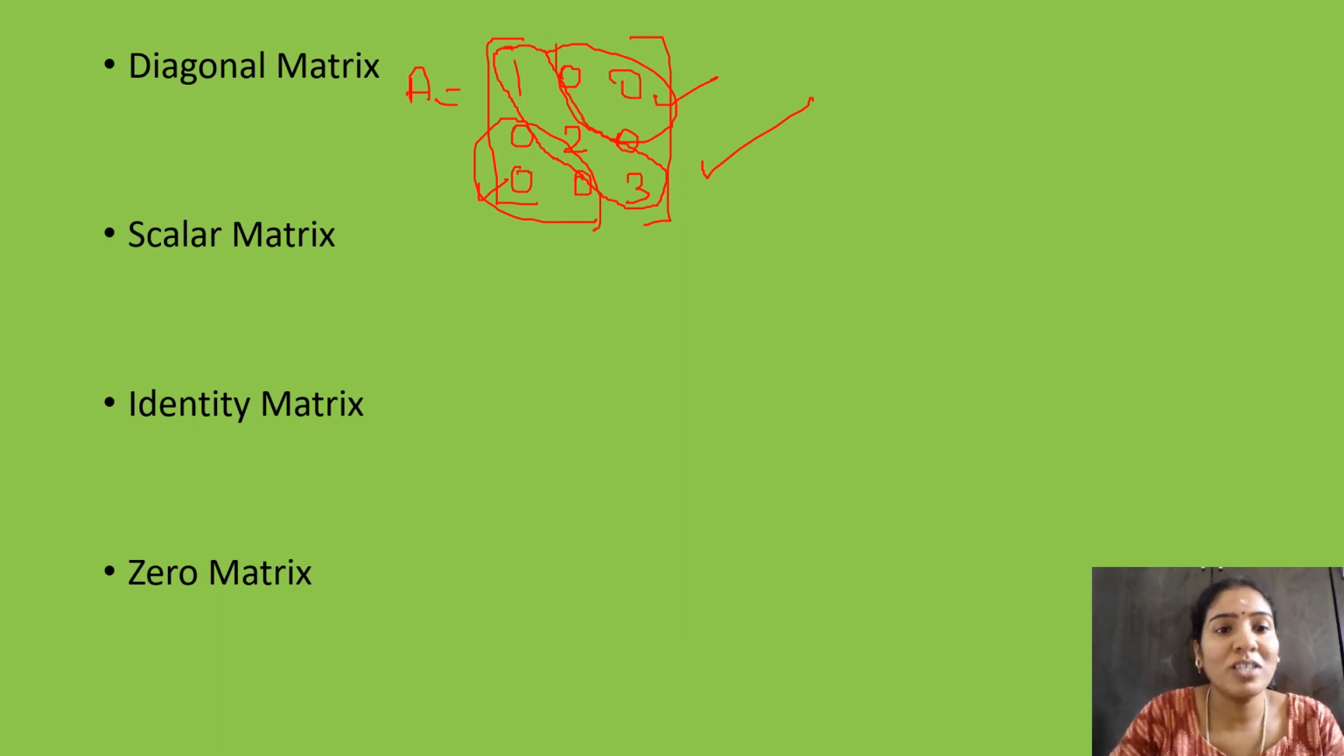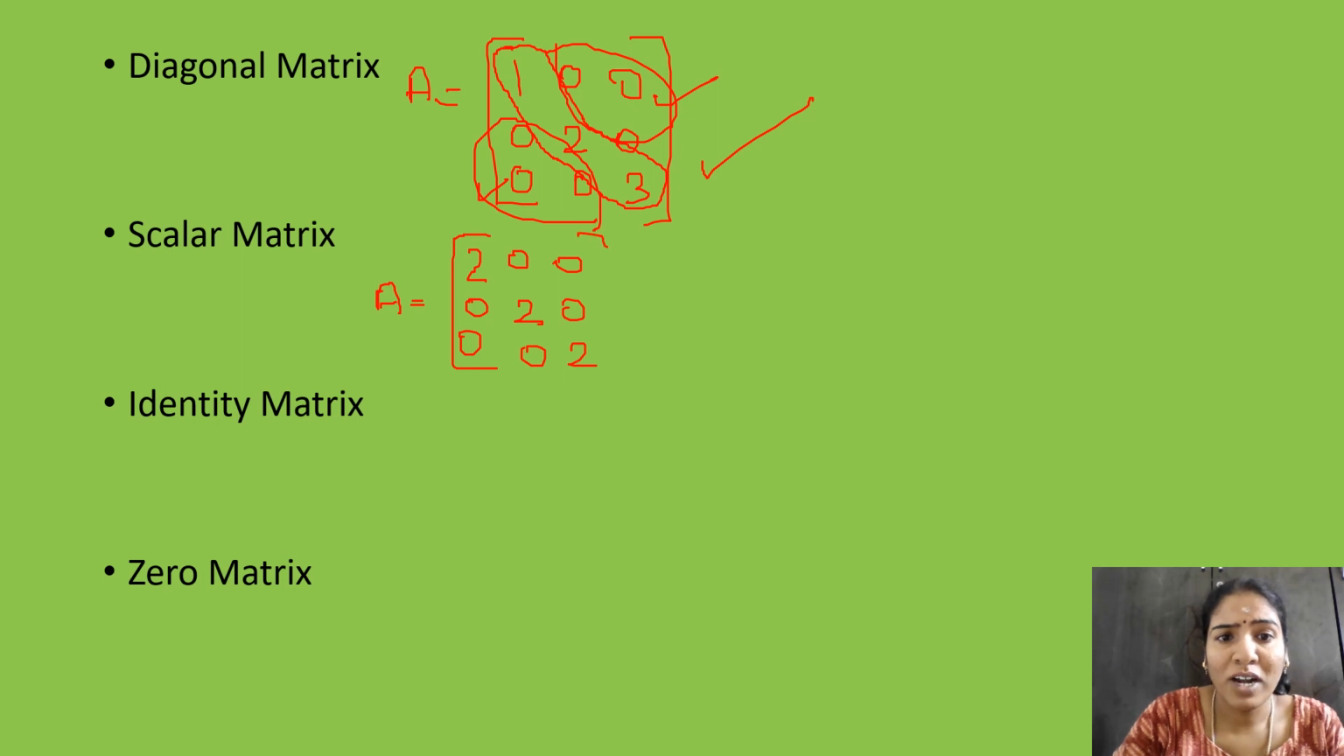Now the next one is the scalar matrix. A scalar matrix is also a diagonal matrix, but its diagonal has the same value throughout. I'm putting here 2, 0, 0, 0, 2, 0, 0, 0, 2.